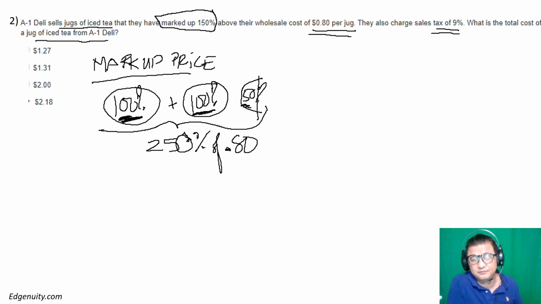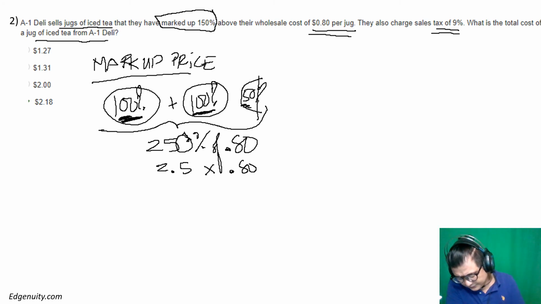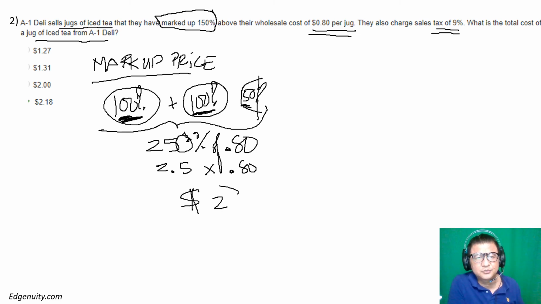Actually, you can calculate it mentally. So that's 2.5, and "of" means times 0.80. Get your calculator, 2.5 times 0.80 is $2. Wow. From 80 cents, it is now $2. So I'm not going to choose these other choices.